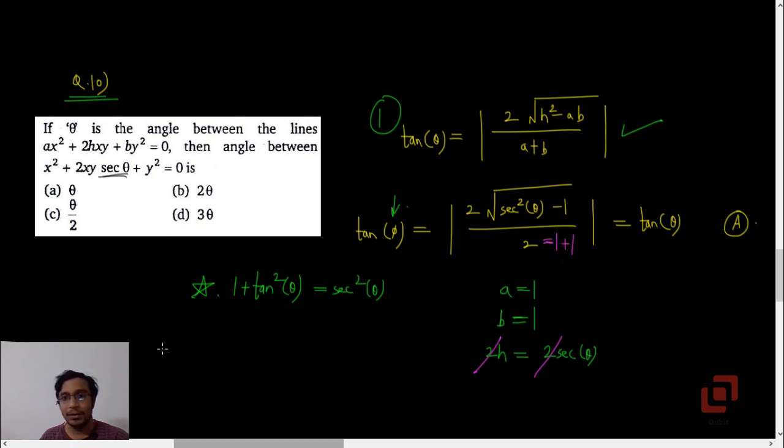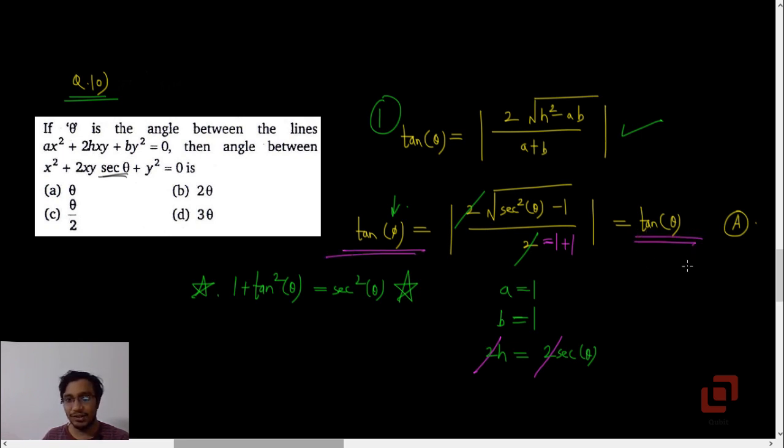Okay, now 2 will get cancelled. Root of sec squared theta minus 1 is tan theta, and this is where we have used the identity. Root of sec squared theta minus 1 is plus or minus tan theta, but if you take the mod it will be tan theta. So is tan phi equal to tan theta?